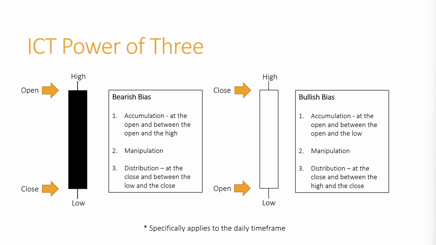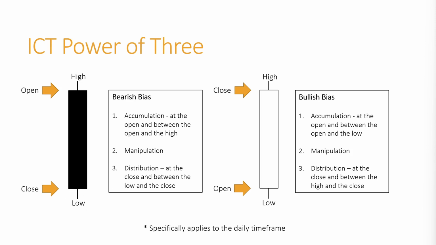So when we apply Power of 3 to a bearish candle, we have accumulation at the open and between the open and the high. So this is where smart money is getting their position set in advance for a move downwards. So this is the manipulation, the move downwards. And then we have distribution, which is distribution of those short positions here during this accumulation phase between the close and then the low.